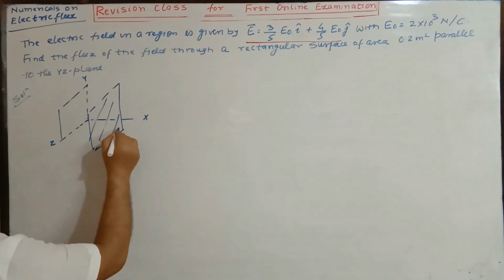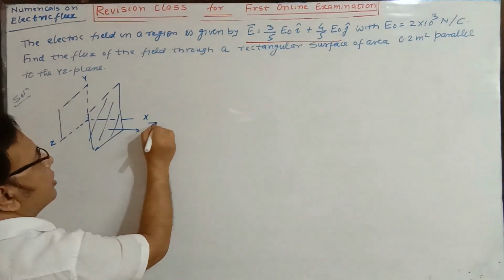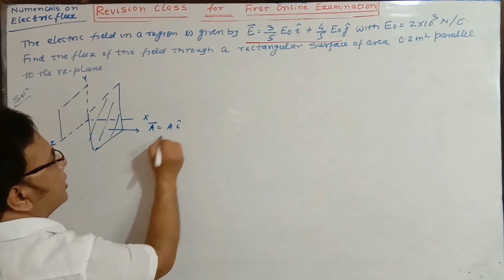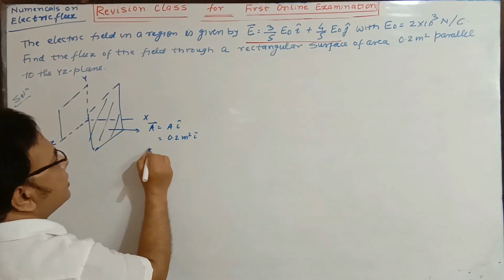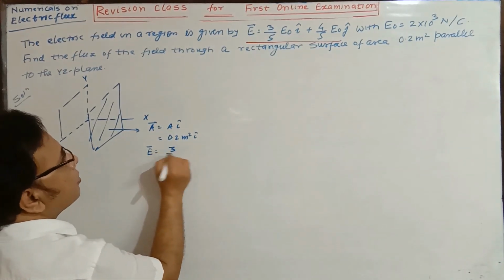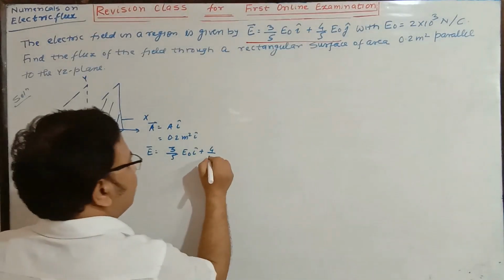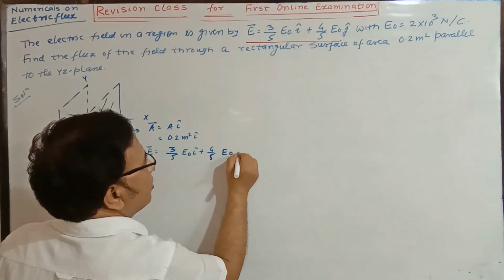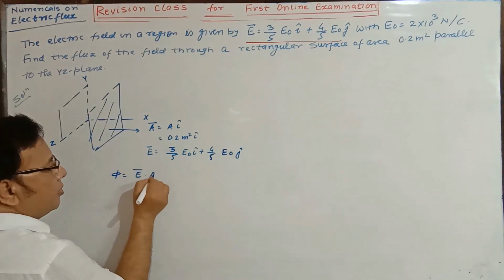This plane is having direction along the x-axis. So the area vector is equal to A i cap. A is 0.2 meter square, and E is given as E equal to 3 by 5 E naught i cap plus 4 by 5 E naught j cap.